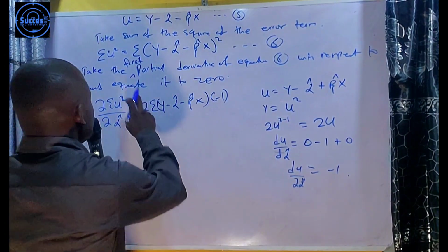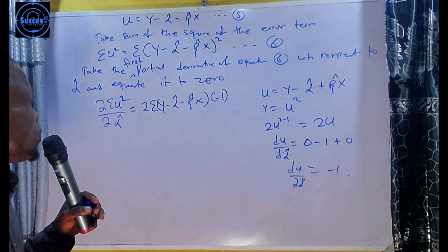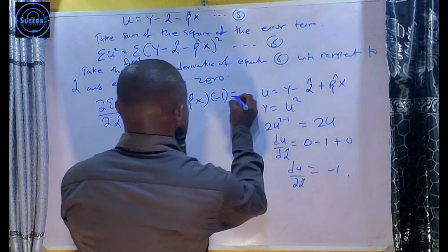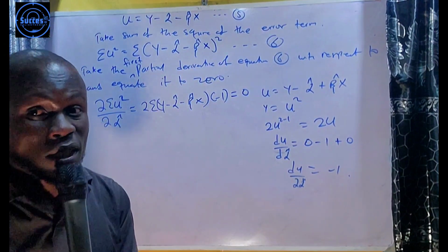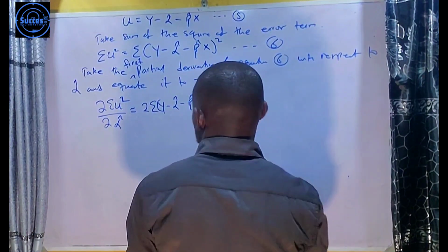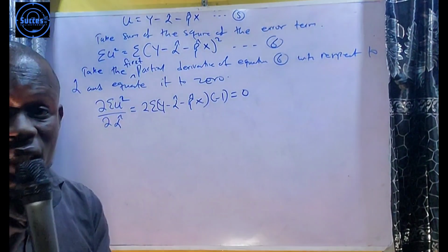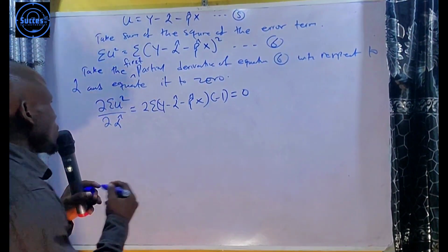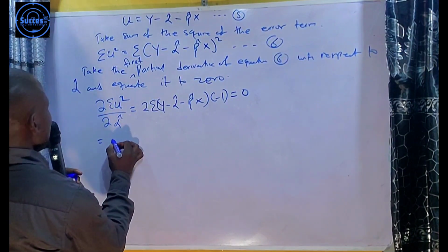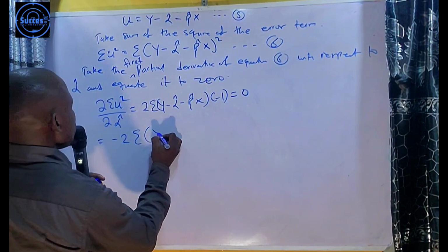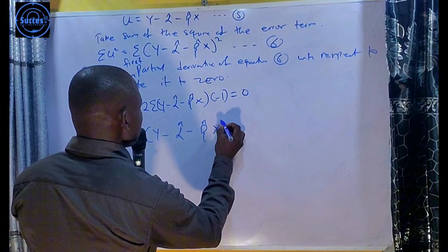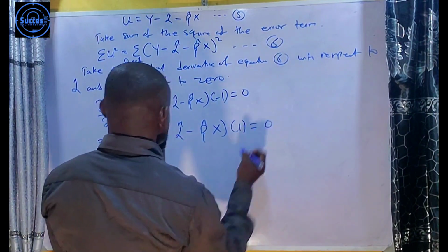Now don't forget, you have to take the first partial derivative of equation 6 with respect to alpha cap and equate it to 0. So this will now be equal to 0. Do we get that? So from here we can further simplify this. How do we simplify this? The first thing, we can take this minus out, so we can have minus 2 summation of the bracket y minus alpha cap minus beta cap x, into 1, equals 0.